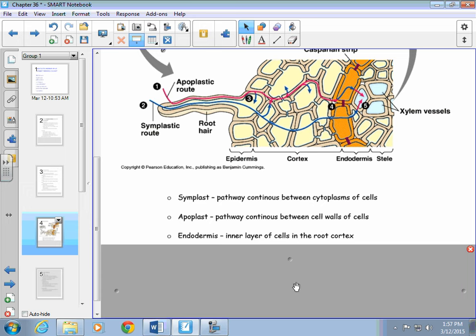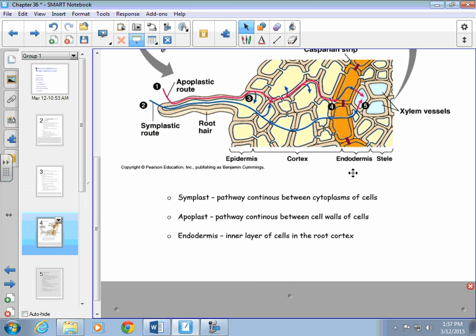I also put the word endodermis here because it's in the diagram, and you need to know that the endodermis is an inner layer of anything, and in this particular example, a plant, whereas the epidermis is the layer of cells that are on the outside.